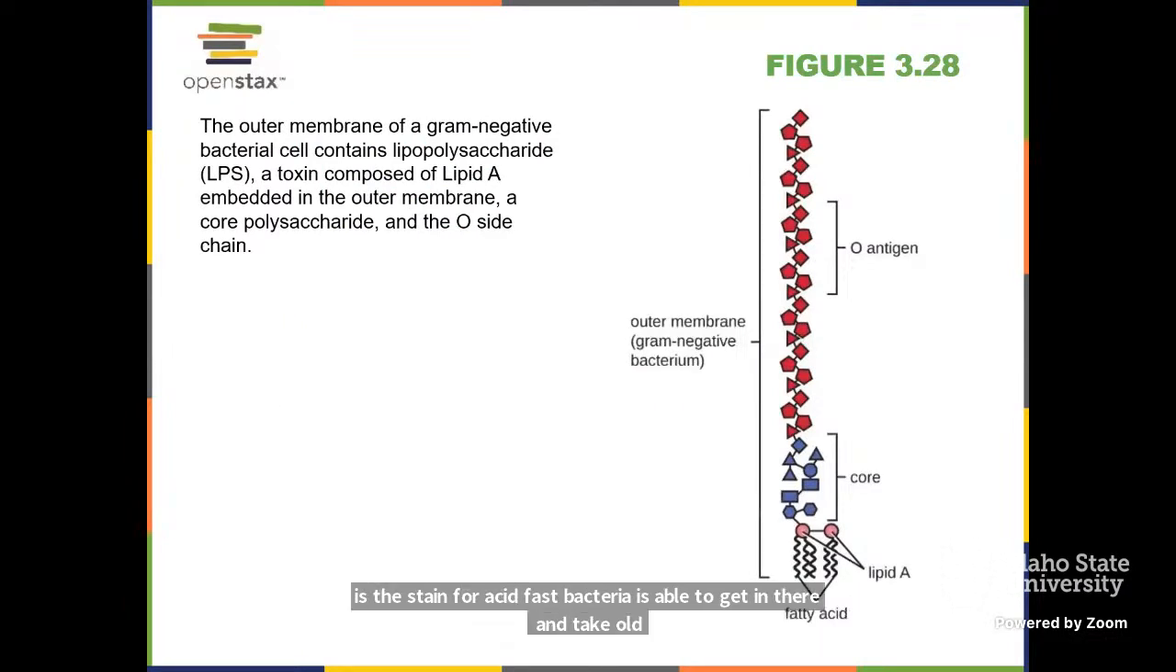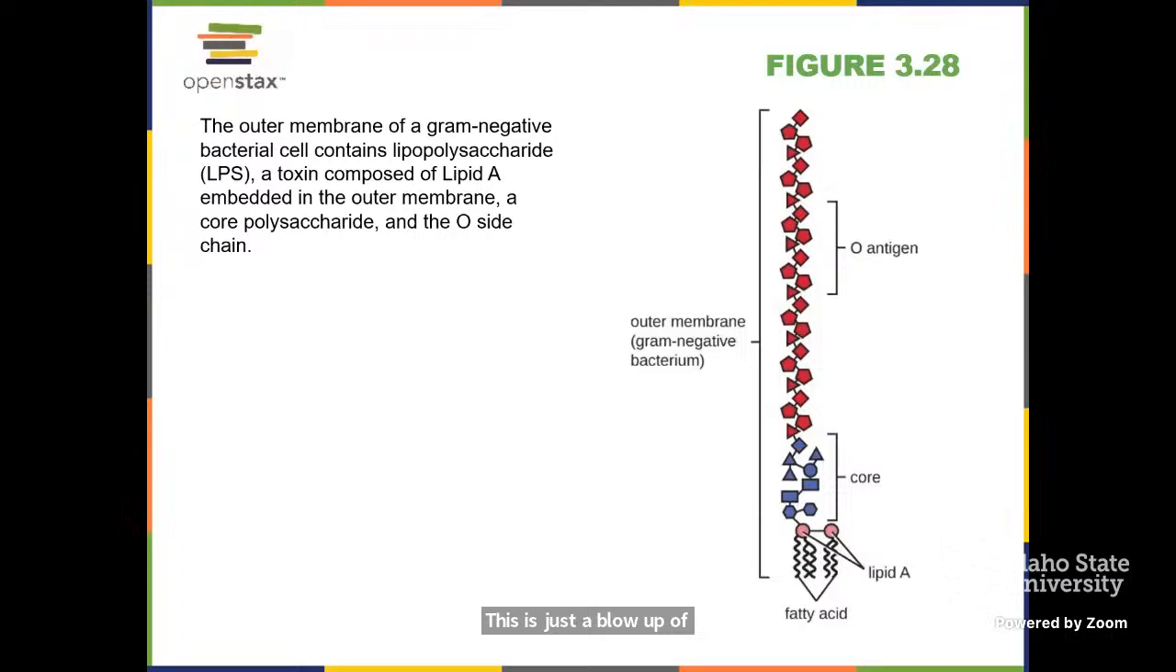This is just a blow up of the outer membrane of those gram negatives. So this first bit of that, outer membrane, there's another bit of fatty acid down below that. We're not showing that, but it's right here making that outer membrane. And then the O antigen and the lipid A is this first little bit all together as one piece.